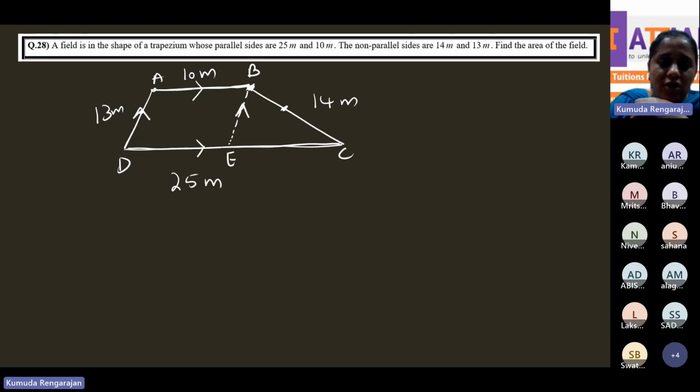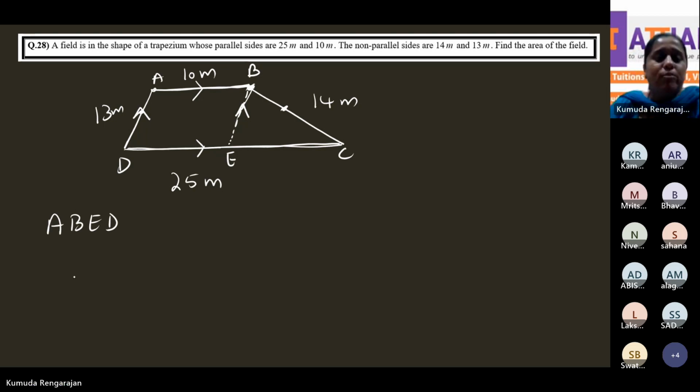Construction: through B, draw BE parallel to AD. Now look at the quadrilateral formed, ABED. Both pairs of opposite sides are parallel. This is parallel to this, and by construction, this is parallel to this. Therefore, this one is a parallelogram.